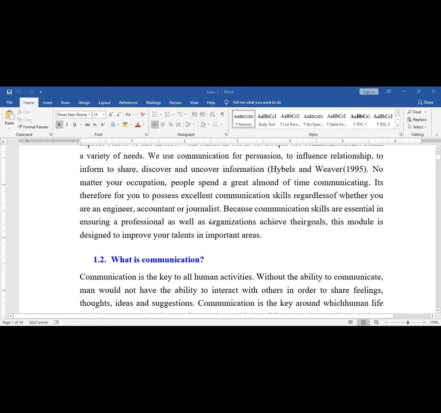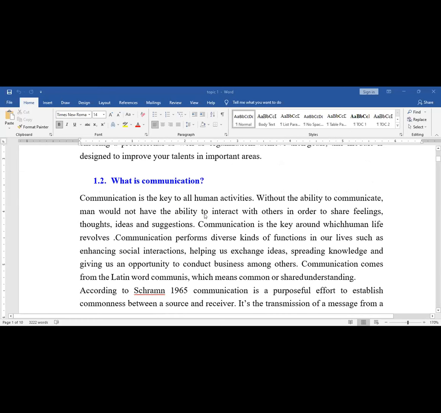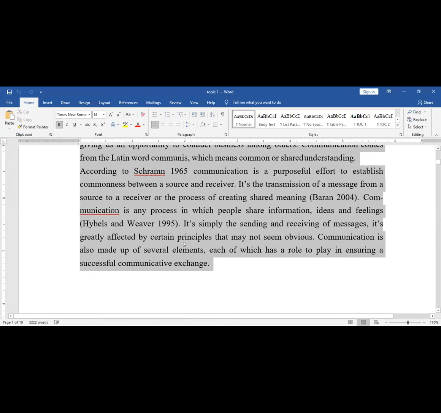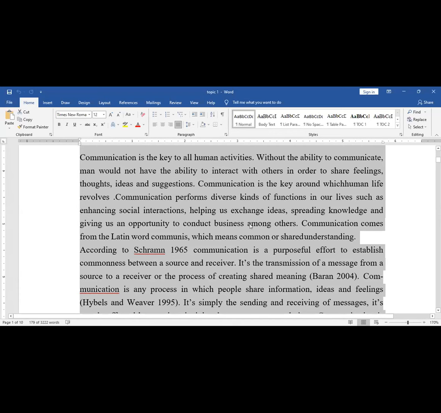So let me start, let me share my screen again. So when you talk about communication, define communication in a very simple way. Maybe we can go through what is written here, and then I'll give you a definition, which is a very simple one. Communication is key, just like we have said that it is very important to all human activities.